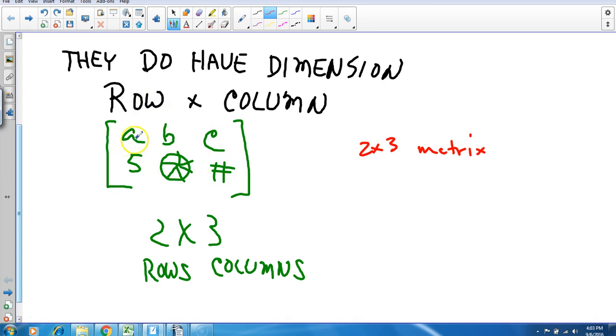Rows go left and right. Columns go up and down. I don't know why, but this is always something that helped me remember which was which. Rows go left and right, columns go up and down. So when we list it, we always list it rows by columns.